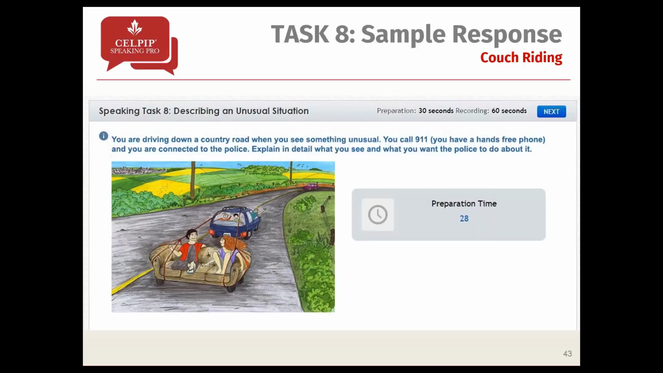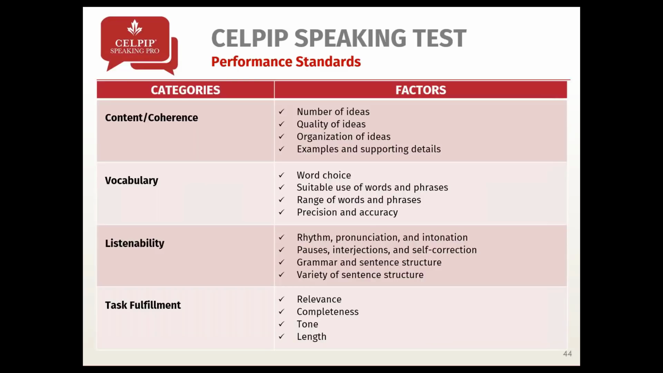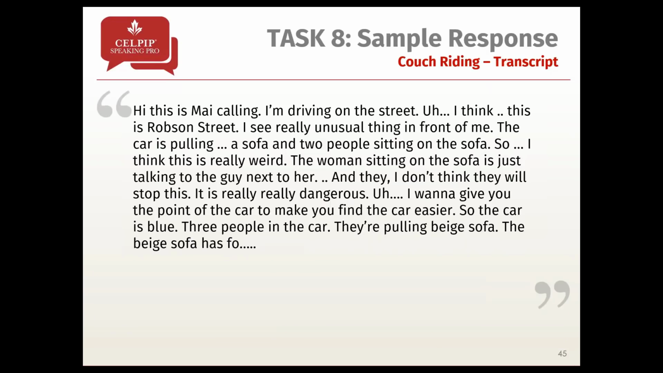Okay, so you did hear the complete response here. What do you think? How did she do? Let me show you the transcript. So you can see there's not a whole lot in the response, but she didn't do badly, did she? Even though she clearly had very limited vocabulary.